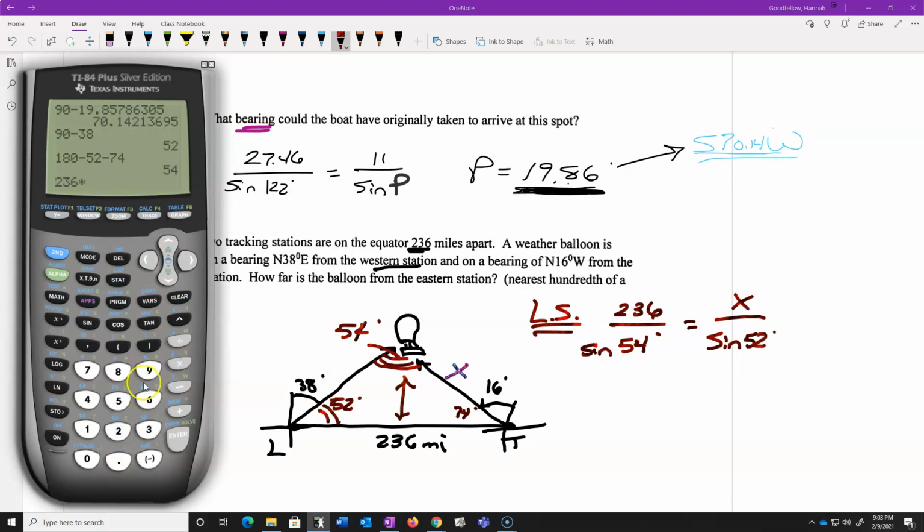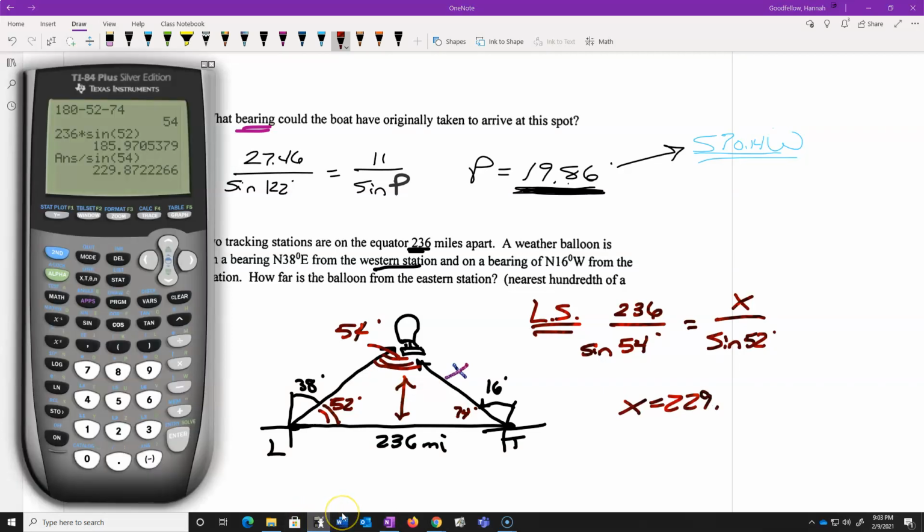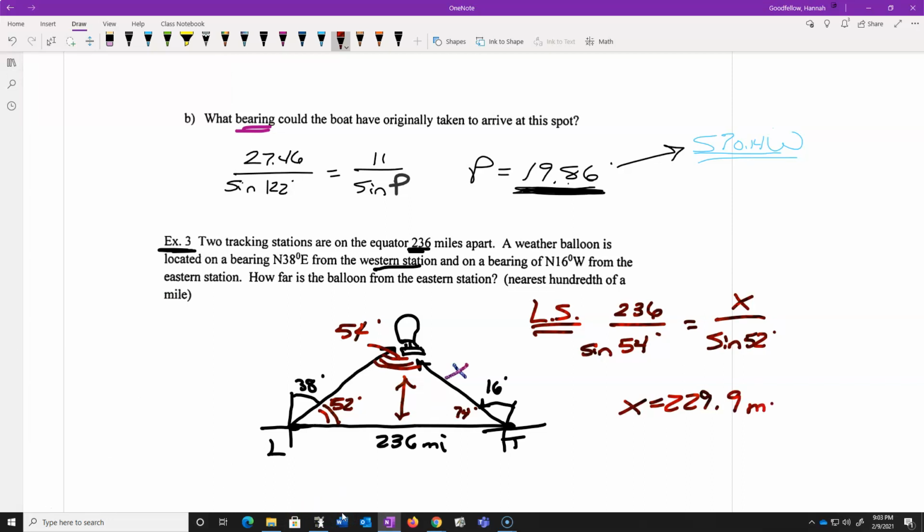236 times sine of 52. Woo-hoo. And then divide this answer by the sine of 54. And I'm praying that that's still in degrees. Oh, it is. Okay, don't want to make that mistake again. X is 229 point, how many miles was that? 0.9 miles. And you know where that weather balloon is at.